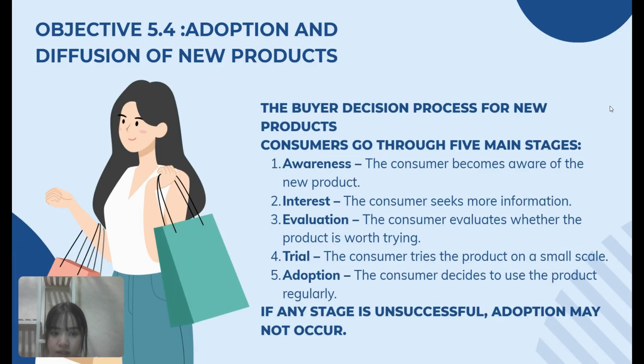The buyer decision process for a new product. The consumer goes through five main steps. The first step is awareness, when consumers first learn about the product. Next is interest, where they search for more information. Then comes evaluation, where they decide whether the product is worth trying.